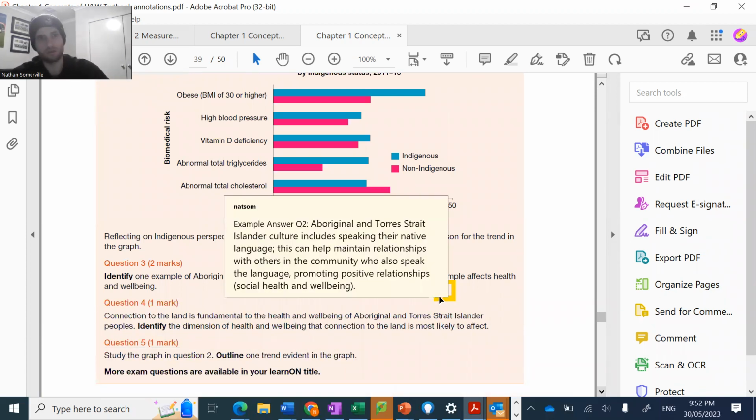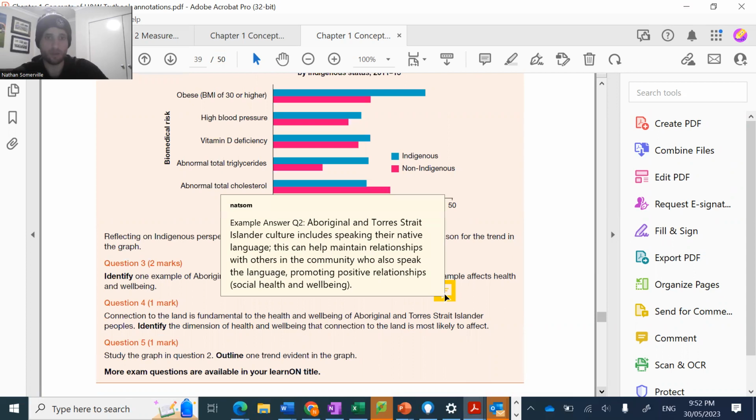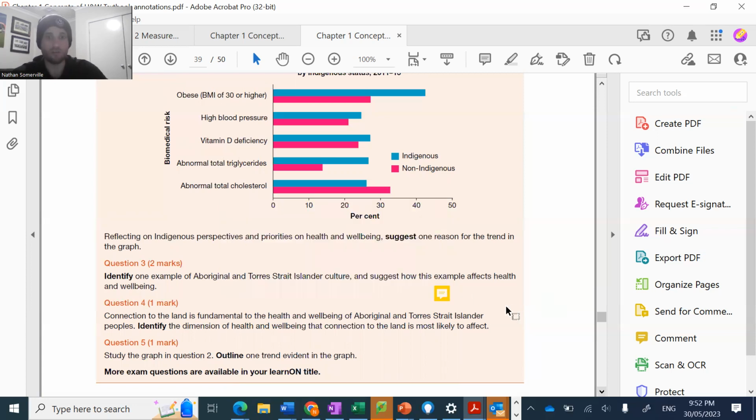For question 3: identify one example of Aboriginal and Torres Strait Islander culture and suggest how this example affects health and well-being. The response I've got is that Aboriginal and Torres Strait Islander culture includes speaking their native language. This can help maintain relationships with others in the community, promoting positive relationships. So this is social health and well-being. This shows the benefits of retaining culture, and a part of culture is language. And then how does this link to one of the dimensions of health? You pick out one of the dimensions, so social health and well-being.